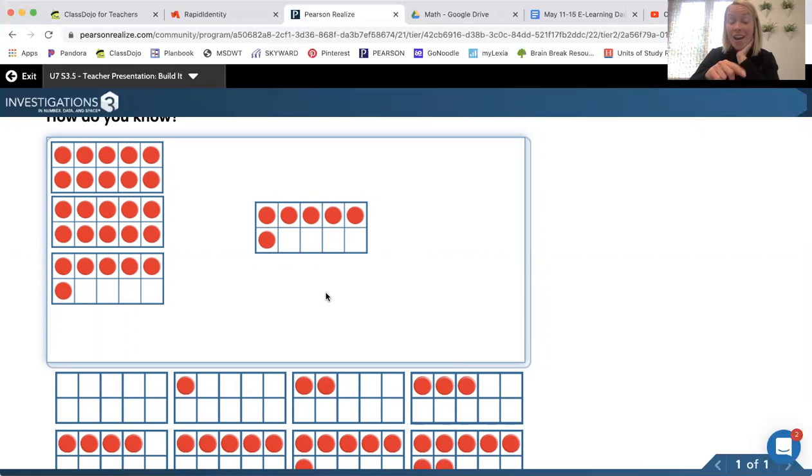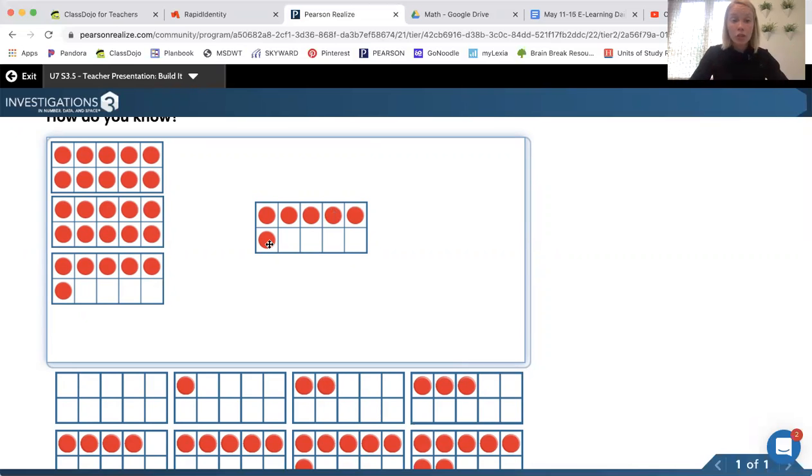Okay, so here, let's talk about the few different things that we could do to solve this problem. The first one, we could easily count on. We know that we have 26, and we could count on with these dots over here. 26 in our head and count on. 27, 28, 29, 30, 31, 32. That's one way that we could do it.